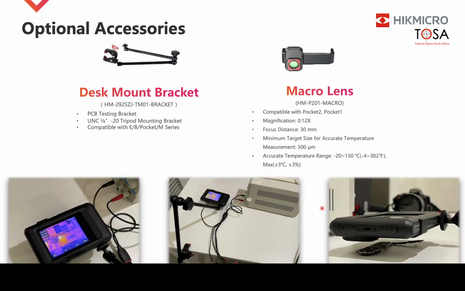Right, as far as the accessories are concerned, I already mentioned that there's a desk mount bracket. This is a very nice bracket which just clamps onto the desk. It makes use of the tripod connector, and you can actually, as you see on the right hand image, move using the macro lens. You can move it to right above the, in this case, printed circuit board, so you can zoom in onto a component that may be heating up.